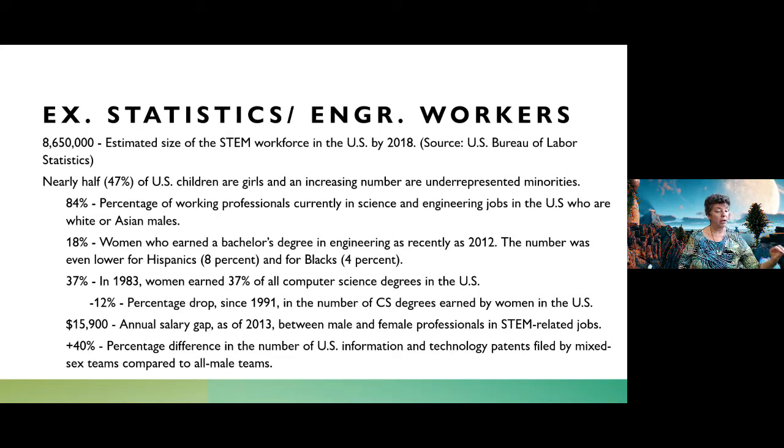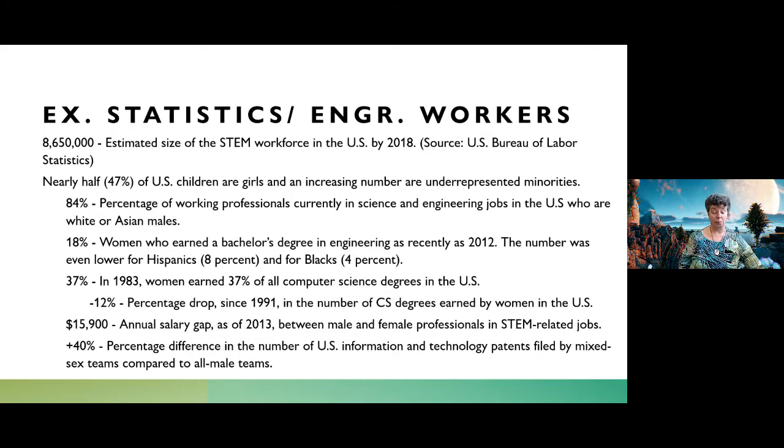Here's one that hits home for me. In 1983, 37% of all computer science degrees went to women. I graduated in 1983 with my computer science degree. 37% were women. And now there's been a 12% drop in the number of women earning CS degrees. We're down now, and that would put it at 25%. I actually think it's slightly lower than that now. Why have we dropped so far?